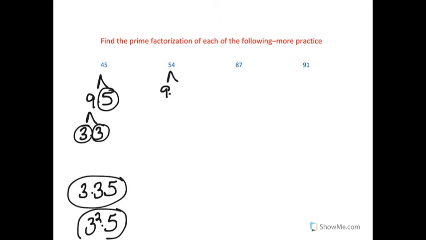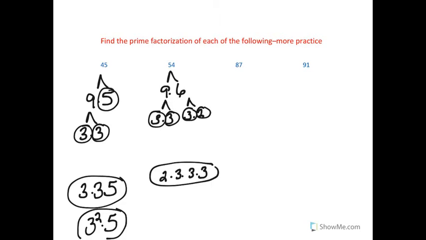54, let's see, that's 9 times 6. That's 3 times 3, both of which are prime. And 6 is 3 times 2, both of which are prime. So 2 times 3 times 3 times 3. And to check that, I would go 2 times 3 is 6, 6 times 9 is 54. Checking is important in case you write down the wrong number. Make a careless mistake. Very easy to do. Exponential notation, 2 times 3 to the 3rd, because I have 3 factors of 3.